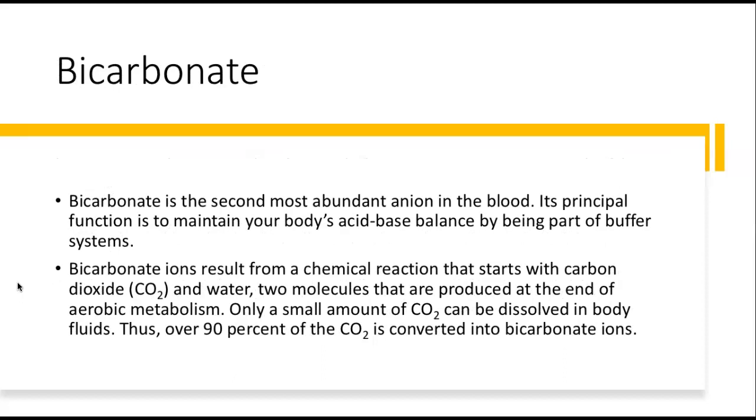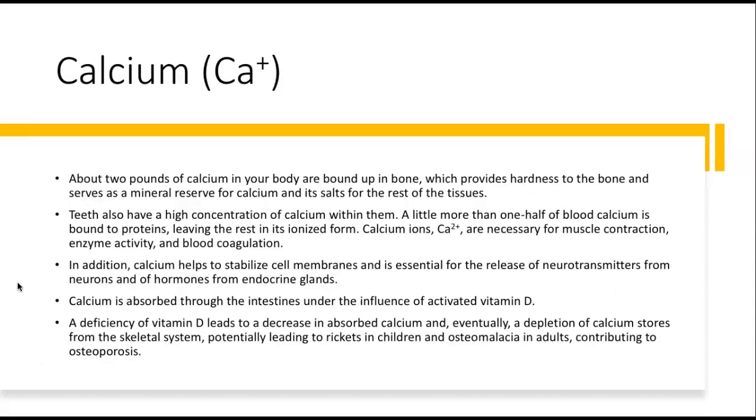Okay, bicarbonate. We've heard about bicarbonate before. It is the most abundant anion in the blood, and its principal function is to maintain your body's acid-base balance by being part of buffer systems, but we'll talk about that a little bit later. But bicarbonate ions result from a chemical reaction that starts with carbon dioxide and water, two molecules that we know are produced at the end of aerobic metabolism. Only a small amount of carbon dioxide can be dissolved in the body fluids, and so over 90% of that remaining carbon dioxide is converted into bicarbonate.